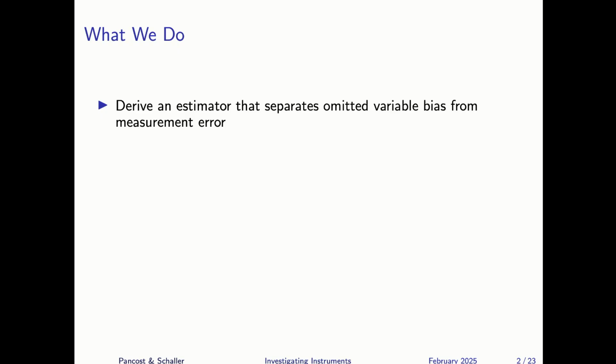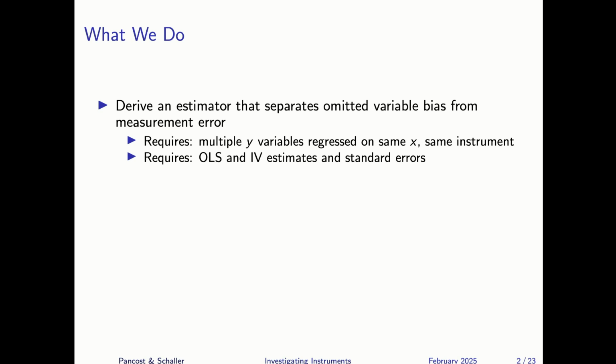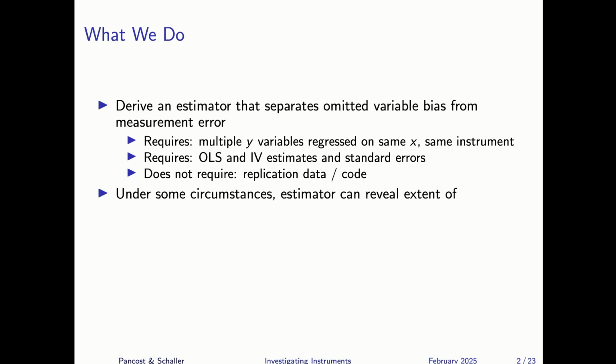To do it, you need a very special setting. You need multiple Y variables regressed on the same endogenous regressor with the same controls, the same instrument, the same sample. Okay? I need to know the OLS and IV estimates, and I need to know the standard errors to apply my estimator. I don't need the data. I don't need the code, which means you can apply this estimator to other people's papers. And that's what I'm going to do, so long as they report multiple estimates and they report both the OLS and the IV. So many papers don't report the OLS. I think it's a crime. You should report the OLS along with your IV. Okay, that's the base case.